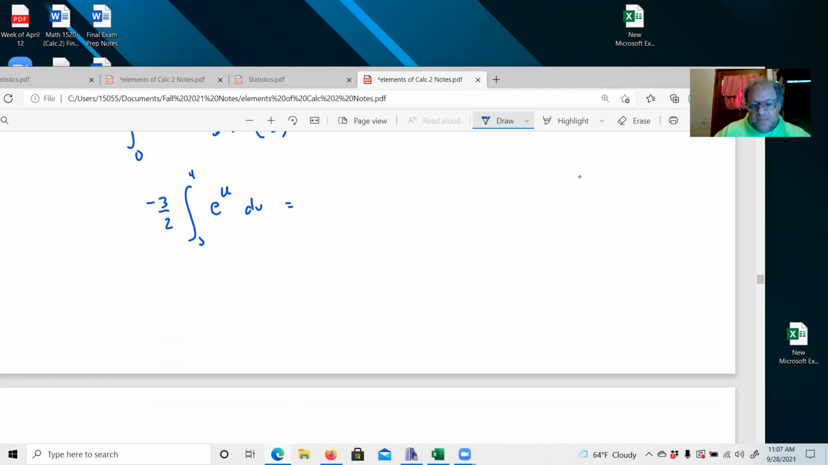Okay. So we're going to go ahead and integrate this. The integral of e to the u. So we have negative, so I forgot my pi, negative 3/2 pi e to the u from 0 to negative 4.